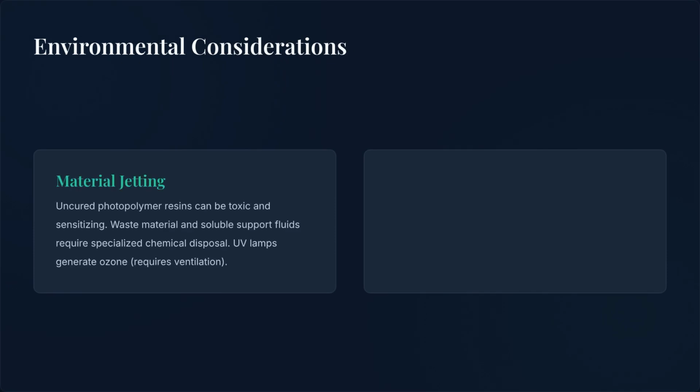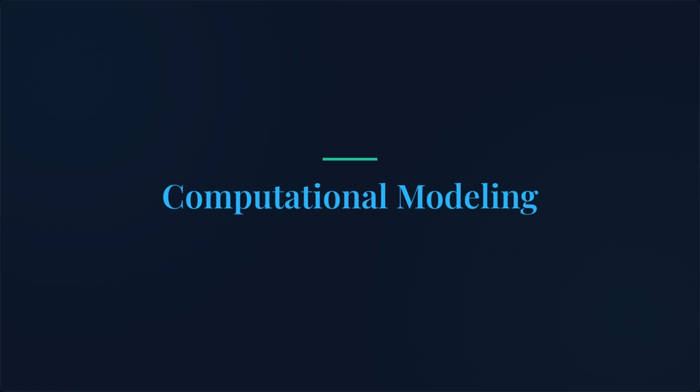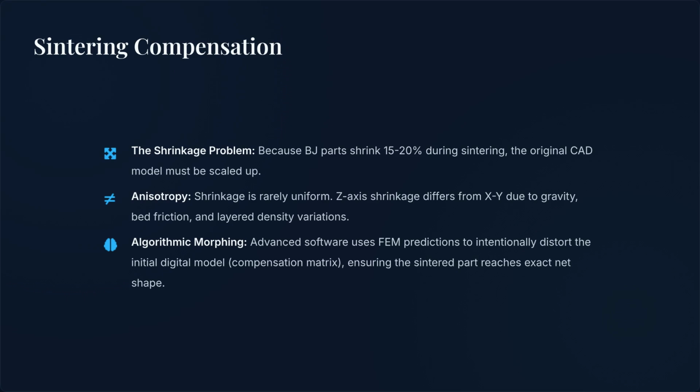Environmental considerations are also distinct. Material jetting requires managing hazardous resins and ozone, while binder jetting necessitates safety protocols for handling fine metal powders. To optimize these processes, computational modeling is essential for predicting the physics of droplet formation and material behavior. Simulation approaches include VOF for fluid dynamics, DEM for powder bed interactions, and for predicting sintering-induced deformation and stress.